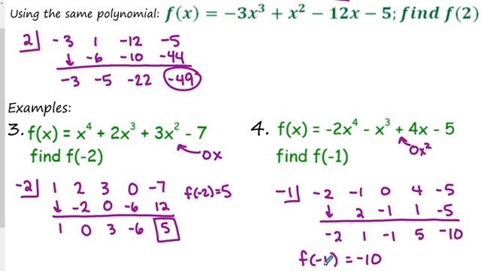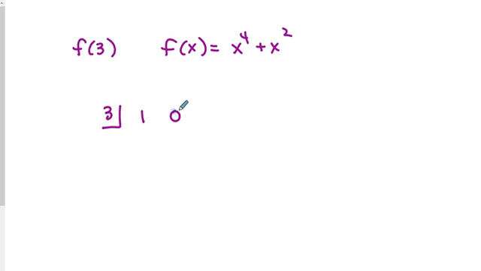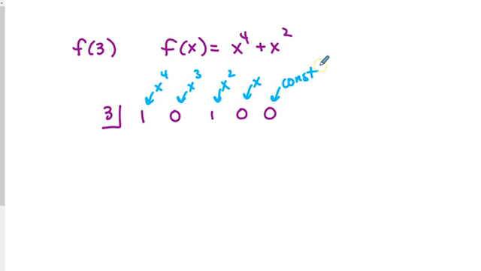Okay? Now, if you were finding f of 3, and f of x was x to the 4th plus x squared, you do need to have your placeholder 0 for your x cubed, but you also need a 0 for your x to the 1st and a 0 for your constant. So this is your x to the 4th, this is your x cubed, this is your x squared, this is your x to the 1st, and this is your constant. You need a place for each of them.